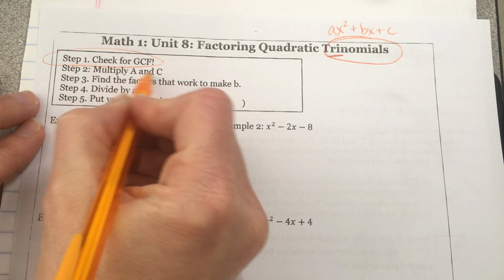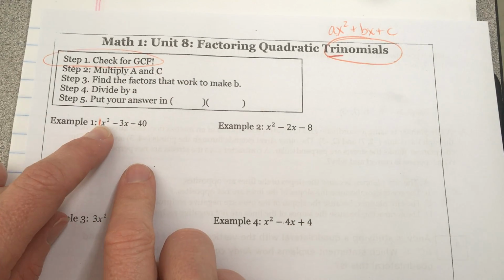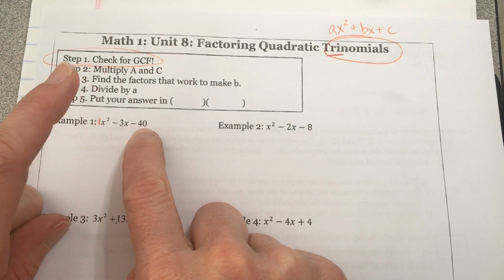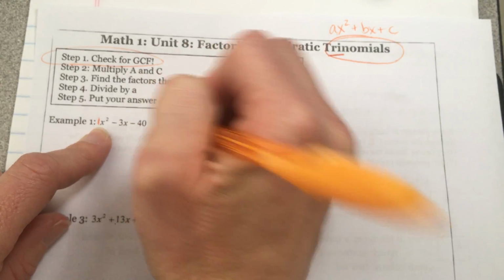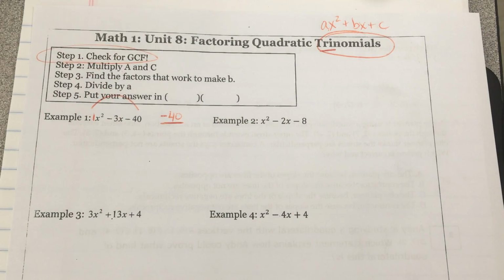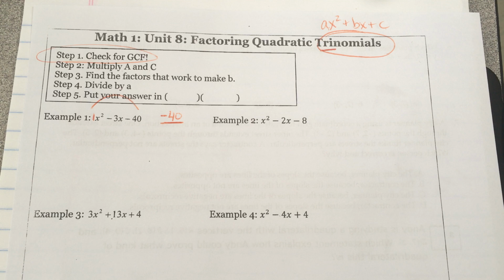Step 2, multiply A and C. A and C are your first number and your last number. So what's 1 times negative 40? Negative 40. Write it out to the side, okay? You multiply 1 times negative 40, it gives you negative 40, okay? So would we not put the x squared? No, good question. You don't put the x squared.